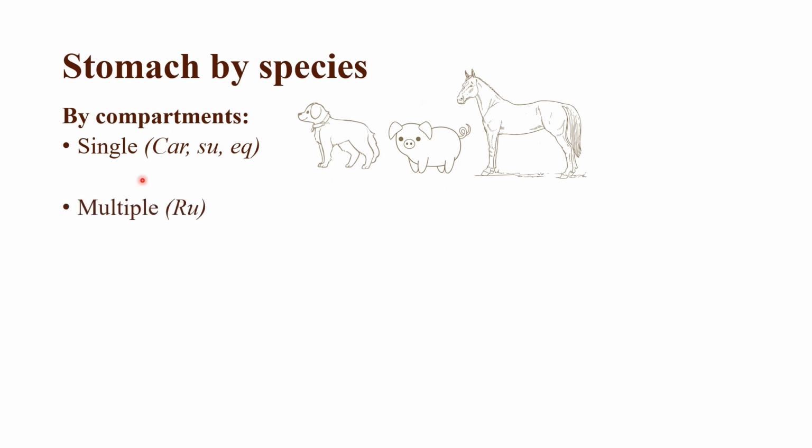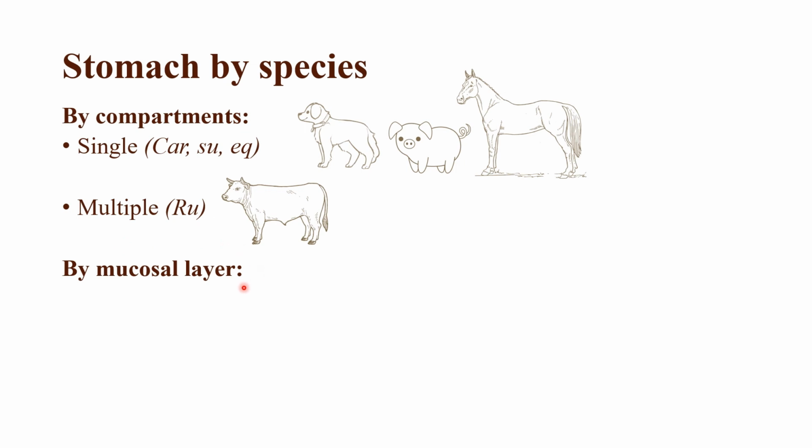Then we have animals that have multiple compartments to the stomach. Now, these are basically ruminants, so cows, sheep, goats, camels, and everything else. So it is often said that cows or other ruminants have multiple stomachs, but in reality they just have a lot of compartments, and the main stomach is more or less the same as in the other animals.